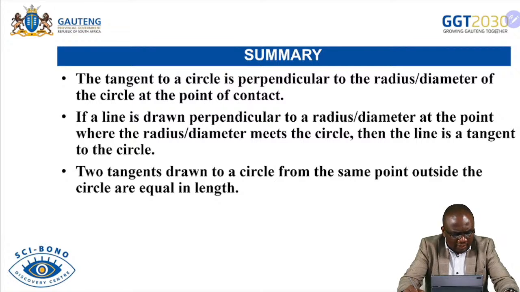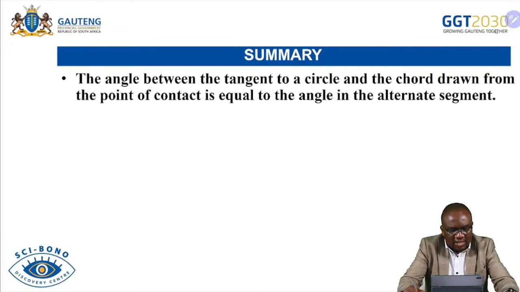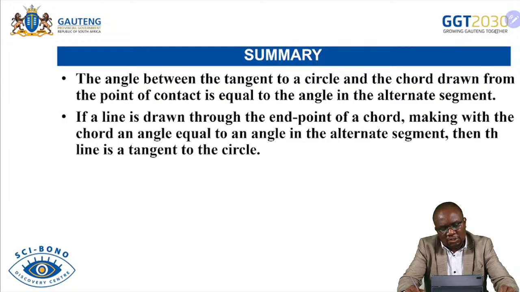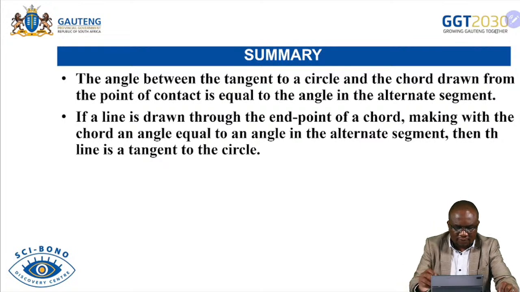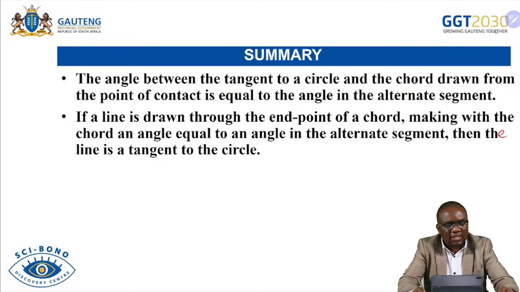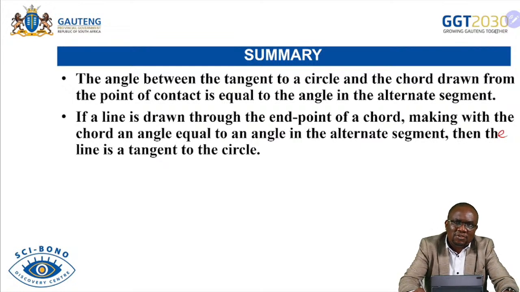The angle between the tangent to a circle and the chord drawn from the point of contact is equal to the angle in the alternate segment, the tan chord theorem. And then the converse: if a line is drawn through the end point of a chord, making with the chord an angle equal to the angle in the alternate segment, then the line is a tangent to the circle. That's what we have learned today.